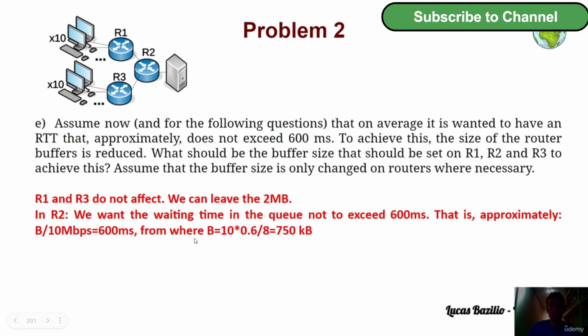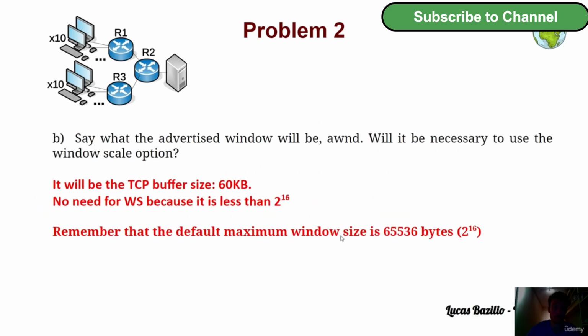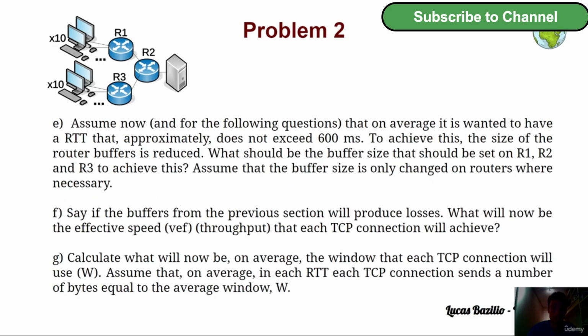We transform this to seconds, so we get 0.6. We multiply this also by 10 raised to 6, which gives us the value in bytes per second because we divide by 8. And so this final result is the value that we want of b, the value of the buffer size that should be set on the router 2. This is the value of the buffer size that should be set, 750 kilobytes. With this we solve the question E. In the following lecture we are going to solve the question F of this problem 2.